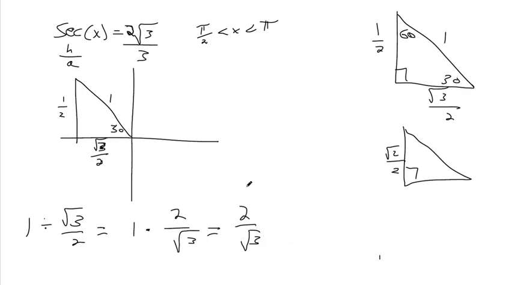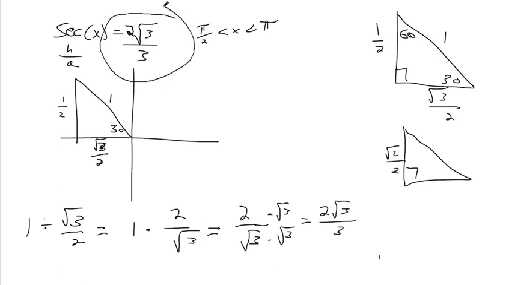Usually we don't want square roots in the denominator, so we're going to multiply the top and the bottom by square root of 3. Okay, so you got 2 square roots of 3 over 3, and that's exactly what we were looking for, right? This is 2 square roots of 3 over 3, and this is 2 square roots of 3 over 3. So we've done it. By making this be 30 degrees, our triangle is drawn such that the secant ratio is 2 square roots of 3 over 3 like we wanted.